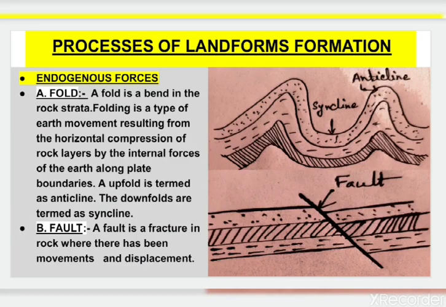Now we will learn fold and fault. What is a fold? A fold is a bend in the rock strata. Folding is a type of earth movement resulting from the horizontal compression of the rock layers by the internal forces of the earth along plate boundaries. An upfold is termed an anticline and a downfold is termed a syncline, as already marked in the diagram. The second one is fault. A fault is a fracture in rock where there has been movement or displacement.